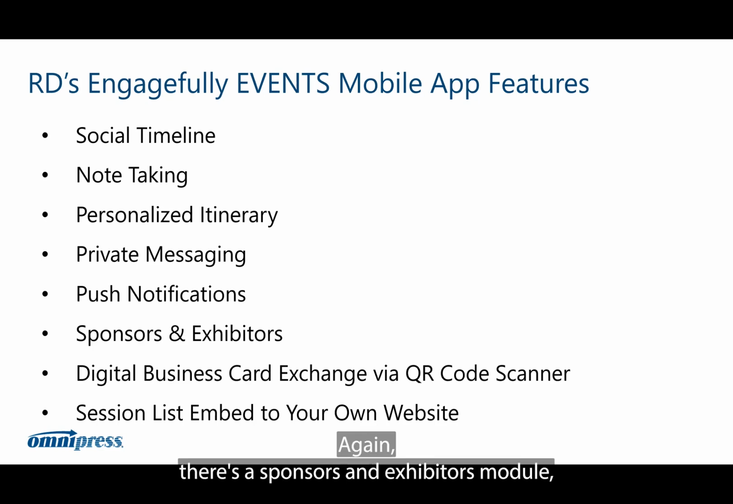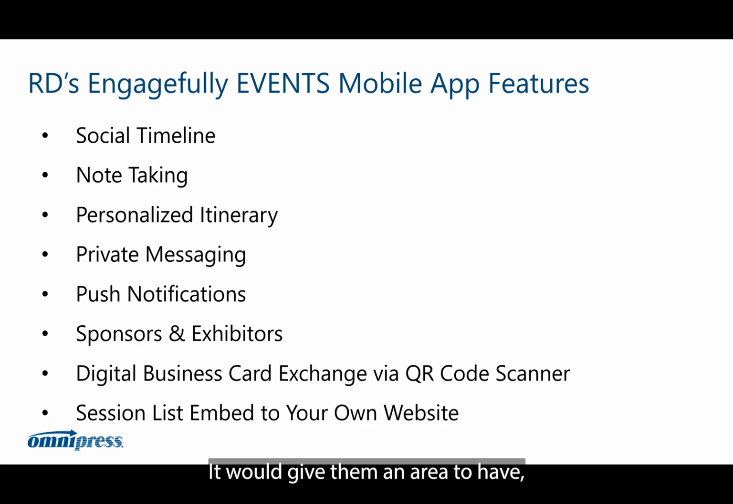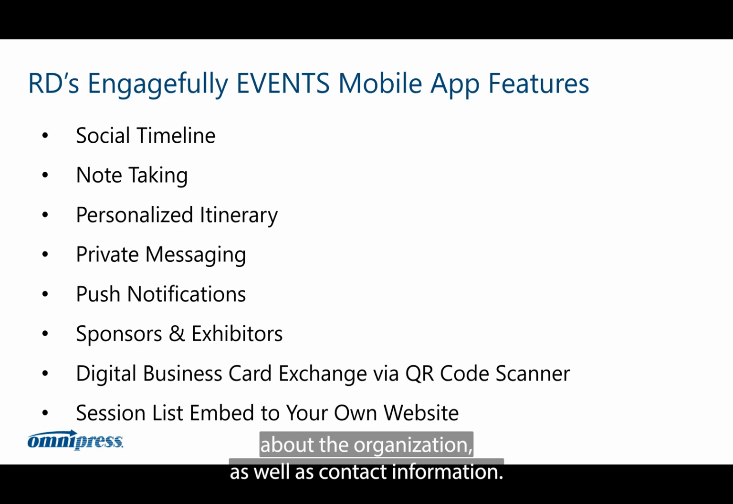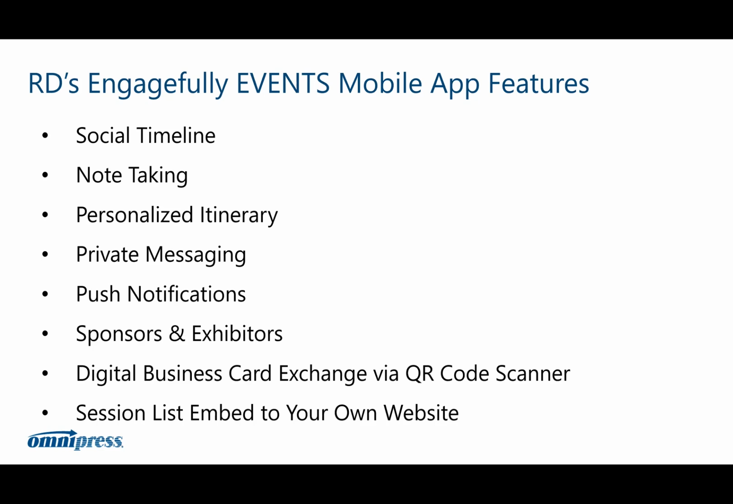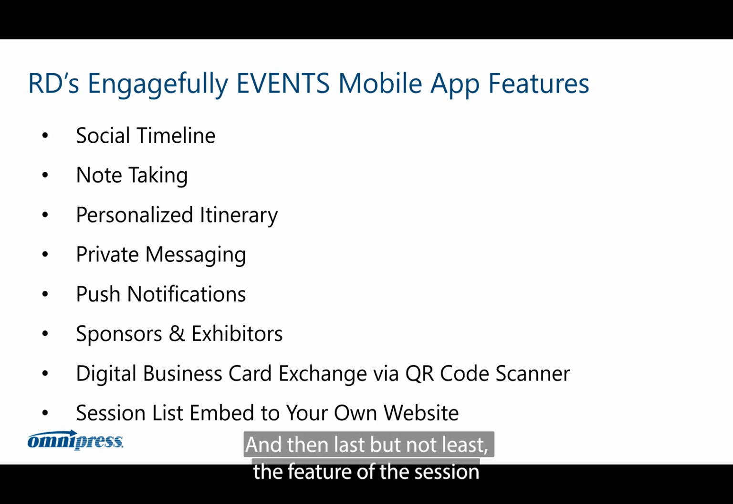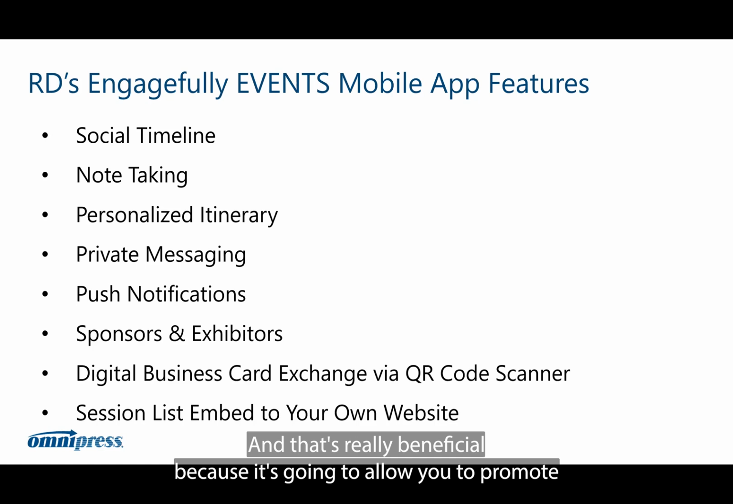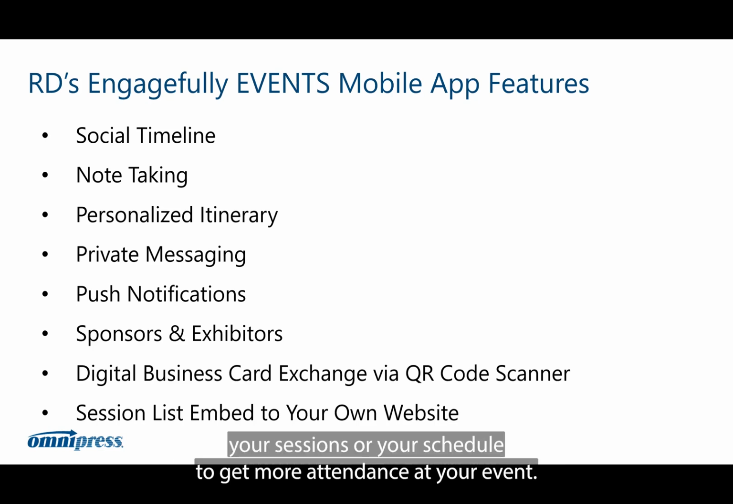Again, there's a sponsors and exhibitors module that would display the various sponsors and exhibitors for your event. It would give them an area to have their logo visible, information about the organization, as well as contact information. There's also a feature of the digital business card exchange via QR code scanner built into the mobile app. And then last but not least, the feature of the session or schedule list embed that can be put onto your own website. And that's really beneficial because it's going to allow you to promote your sessions or your schedule to get more attendance at your event.